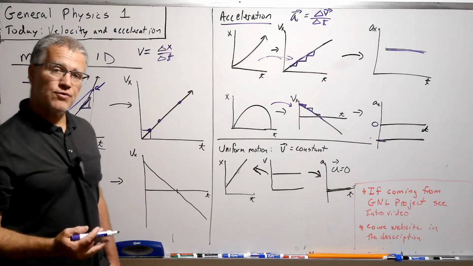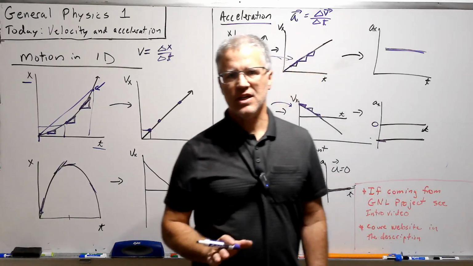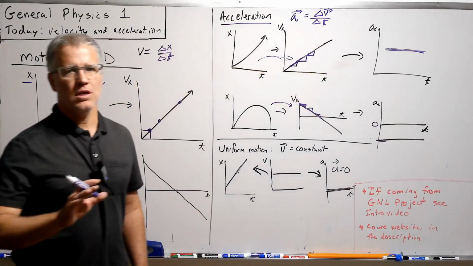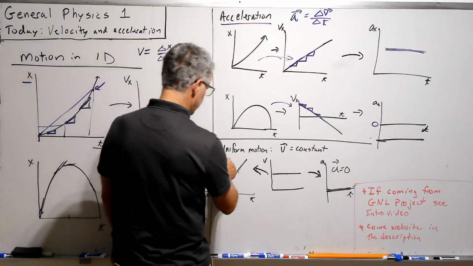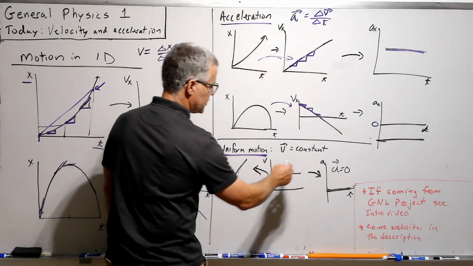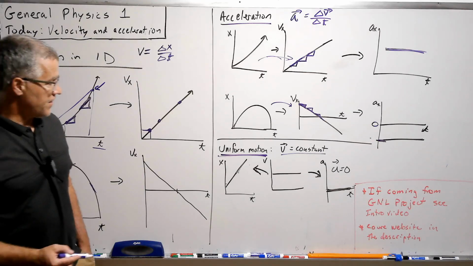All right, so we need to be able to read these pictures, but we are going to really limit ourselves to two particular types of motion. One is called uniform motion, and this is when the velocity is constant. So let's take a look at that.